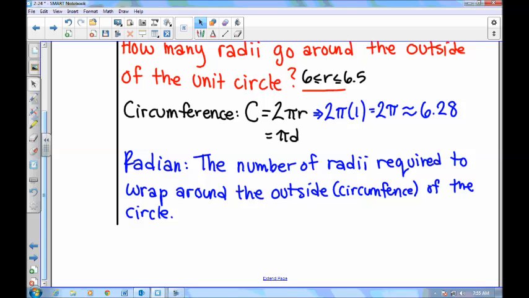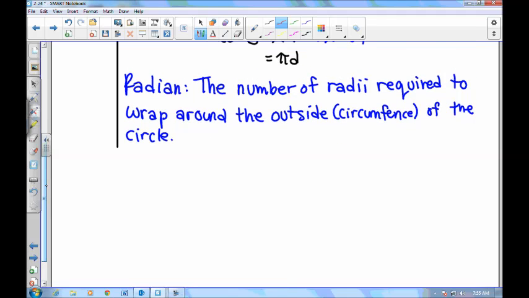No matter what the radius was, if our radius was 10 feet long, it's a pretty big circle, it would take 6.28 of the 10 feet radii to wrap around the circle. Does that make sense? If our circle had a radius of 10 feet, no matter what the circle is, it would take 1, 2, 3, 4, 5, and I didn't do my radii very well, 6 and 0.28 of a radius to go around the circumference. Always, no matter how big or small the radius is, it will always take 6.28.